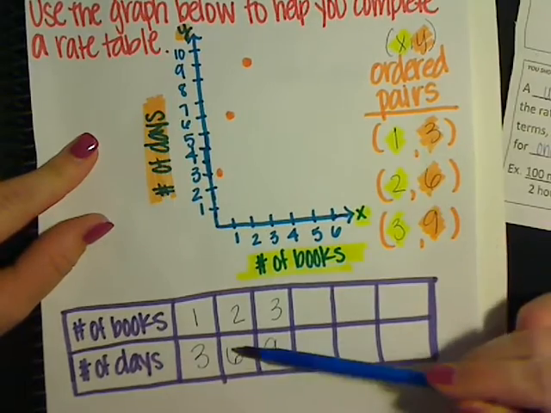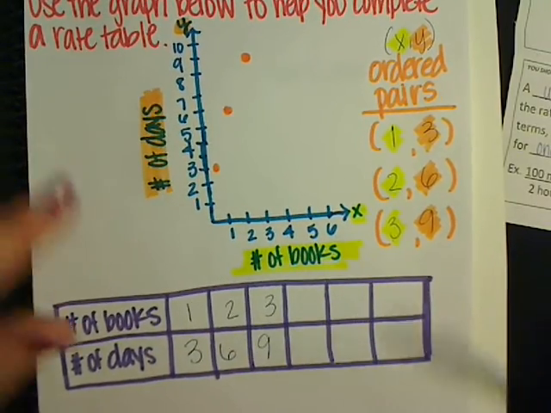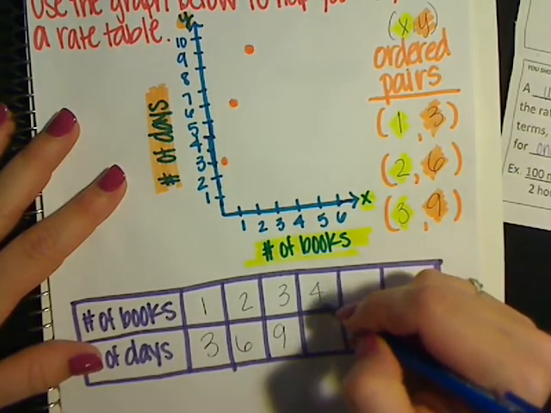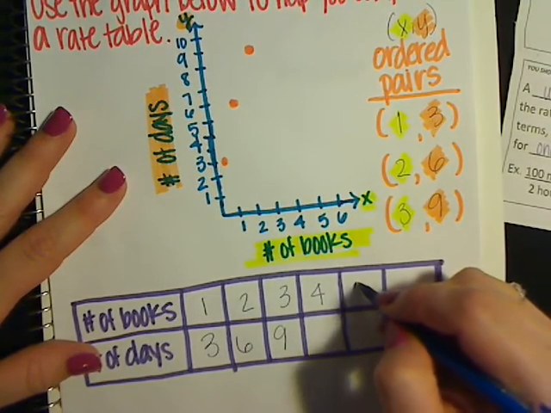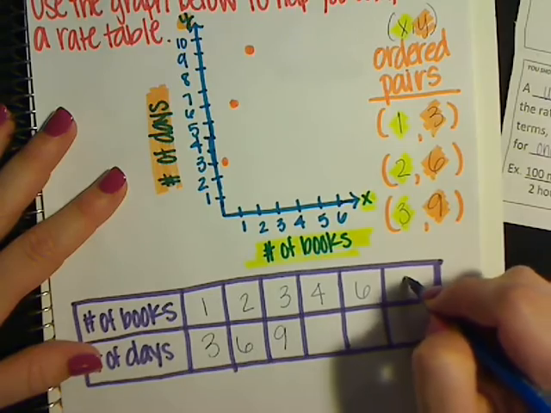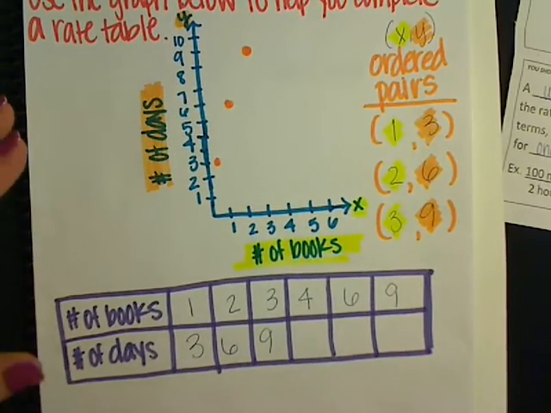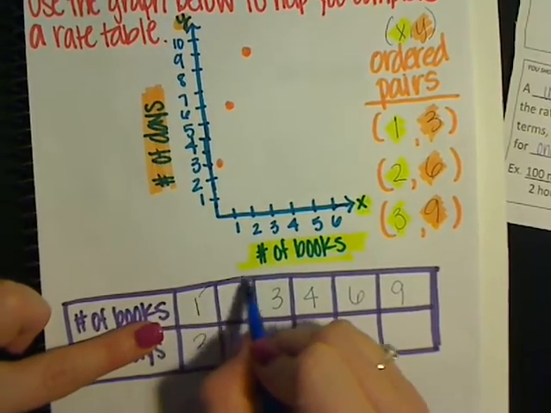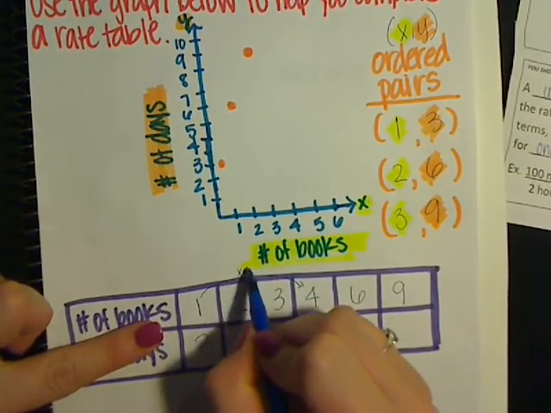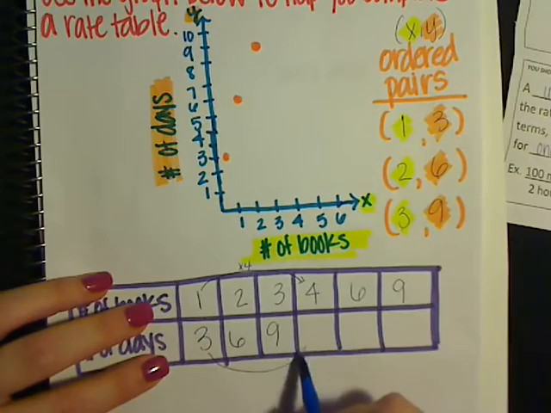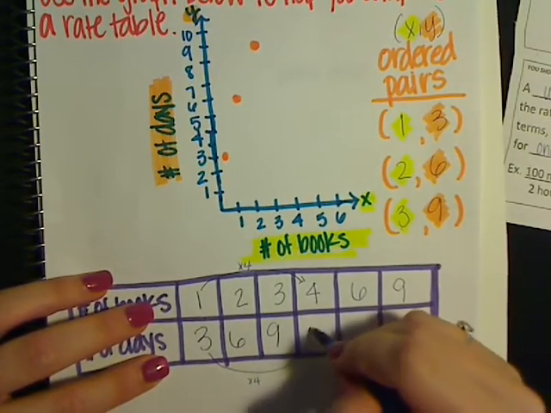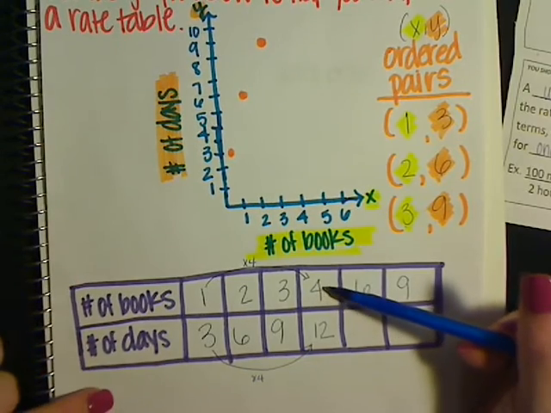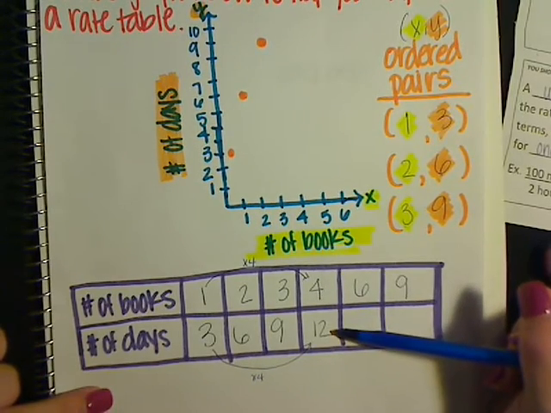So I took my ordered pairs and I transferred them to the rate table. Now I could finish this rate table. We'll say for 4 and 6 and 9. Let's do that. Okay, so I'm going to use scale factors. 1 times 4 is 4. So 3 times 4 would be 12. So Bethany can read 4 books in 12 days.